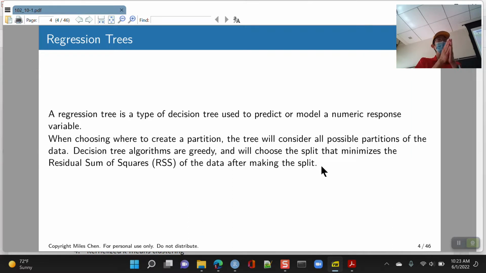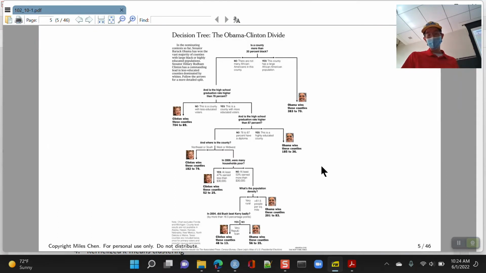So there might be a better split if you do a suboptimal split now. There might be an even better split in the future. As far as regression trees and decision trees go, it doesn't do that. It just says what's the best right now, and that's what we do.